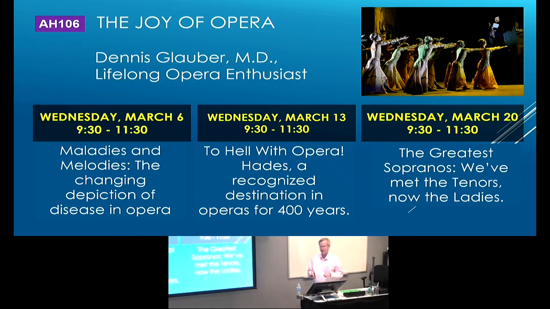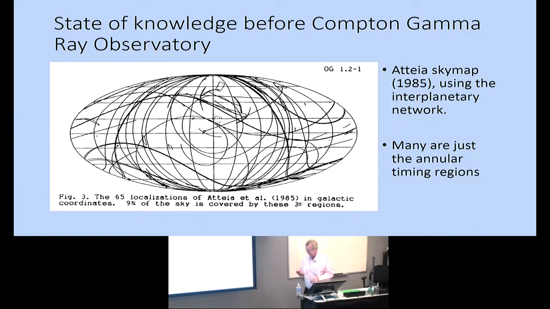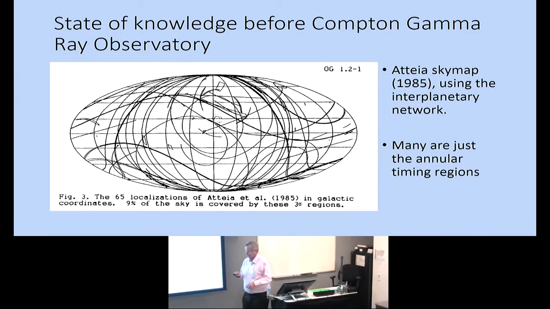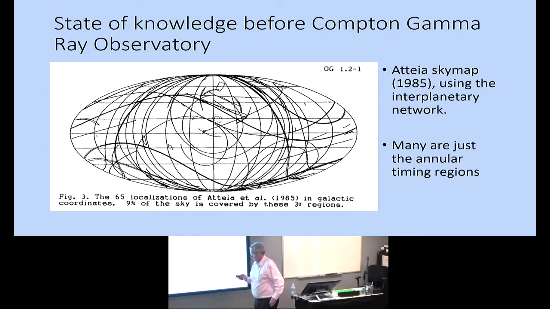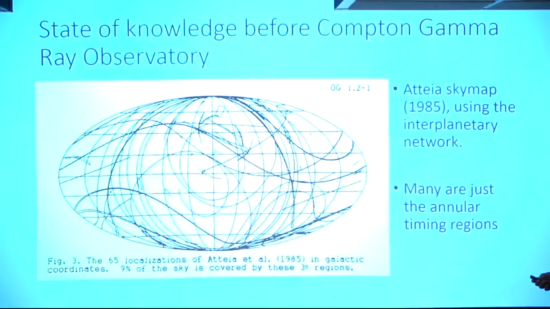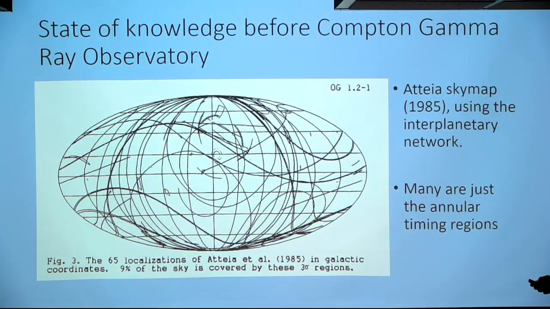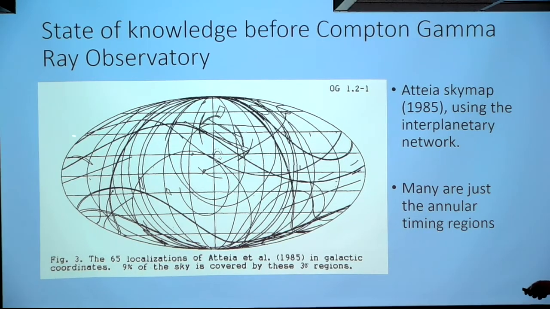This is the plot that showed the knowledge of burst locations before we flew the Gamma Ray Observatory and the BATSE experiment. What this chart shows is there are a few boxes that are actual locations on the sky, things are well determined, but many of these things are arcs.